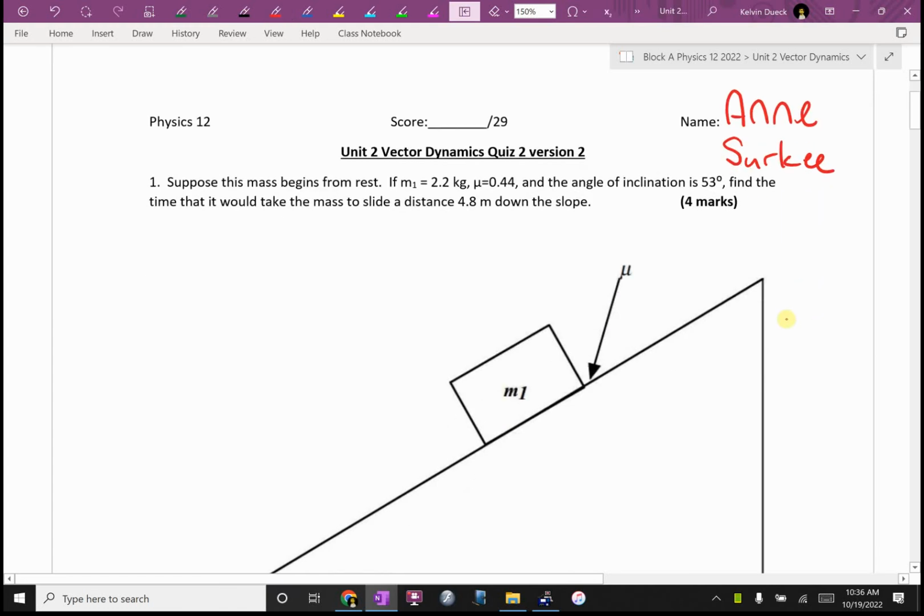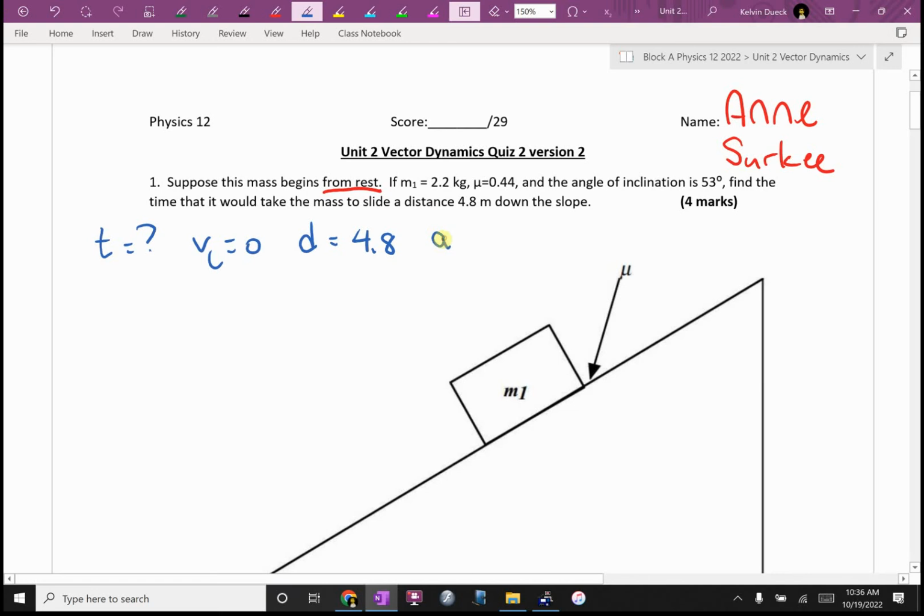All right. Suppose this mass begins from rest. I would probably mentally underline the words "from rest." If blah, blah, blah, and blah, blah, blah, it wants me to find time. So before I even jumped in, I said, okay, I guess Vi is 0, d equals 4.8. What else do I need if I want to find time?